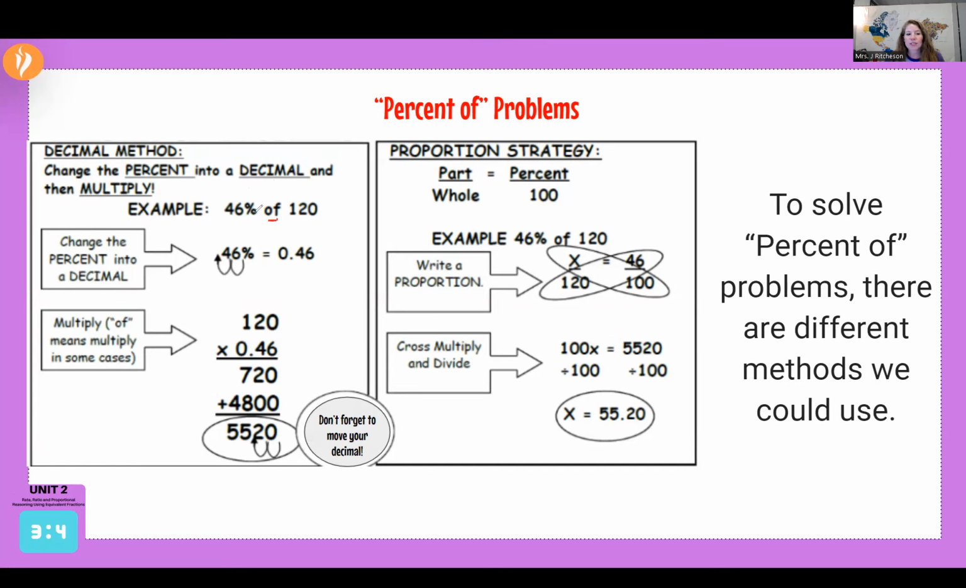Okay, so how do we turn percents into decimals? We move that decimal that's sitting to the right of the 6 up or to the left 2 spaces. So 46% becomes 0.46. Once you have it in decimal form, since you're finding 46% of 120, you're going to multiply. So 120 times 0.46. Make sure that decimal gets put back in the right spot, 2 numbers behind it, and that final answer is 55.2. So that is the quickest, easiest way to find percent of a number.